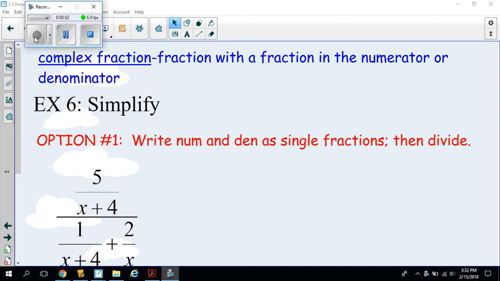So here are the rest of the 5.5 notes. This is our last example, trying to simplify complex fractions. So basically a complex fraction is a fraction with a fraction in the numerator or the denominator.